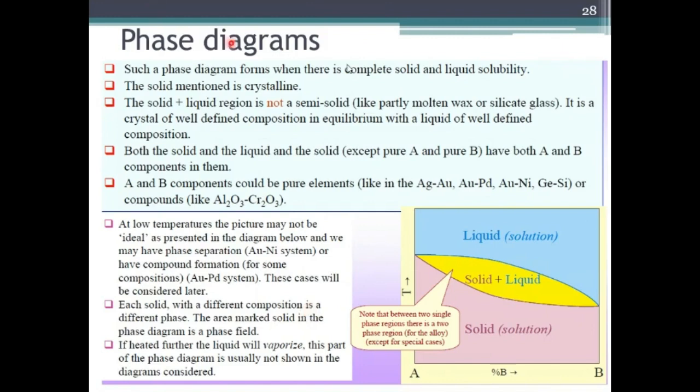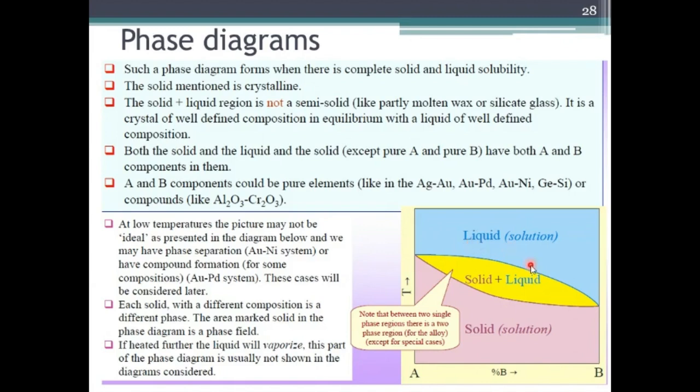Here, as I told, the solid mentioned should be a crystalline solid. For a binary material, it should be a crystalline solid. See here, this is the composition of a material and this is the temperature. At normal temperature, the component will be solid. When you increase the temperature in a well-defined composition, both the solid and the liquid state should be in equilibrium.